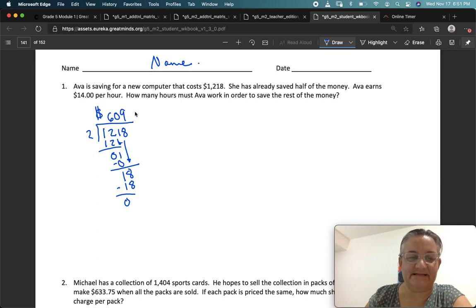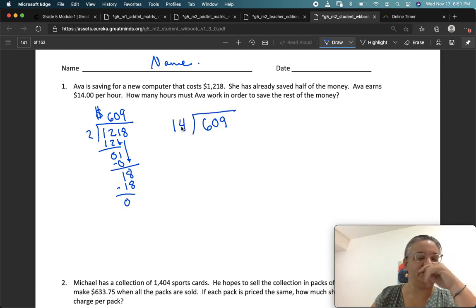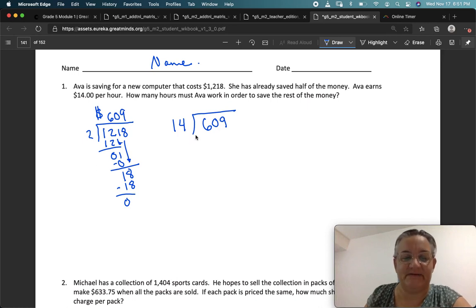Okay, she's already saved half of the money. She's already saved $609, and she earns $14 per hour. So how many hours must Ava work in order to save the rest of the money? Okay, well, we're going to have to divide 609 by 14 to see how many hours she needs to work. This is how much she makes per hour, so we're going to divide, okay?